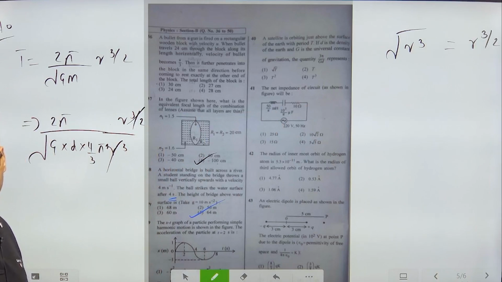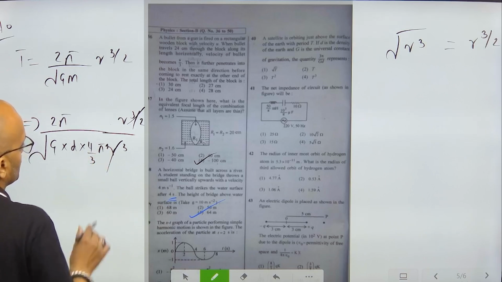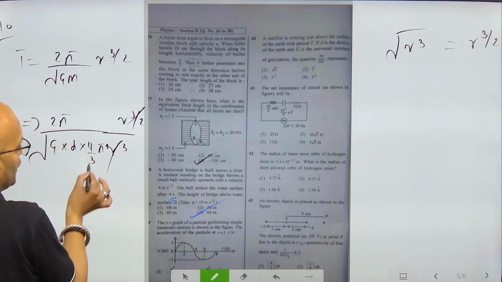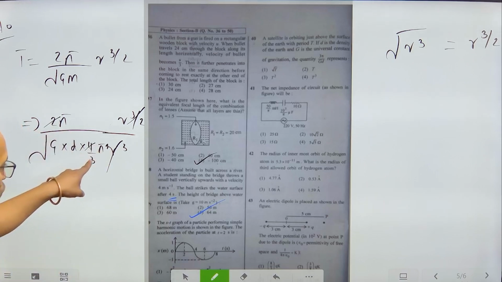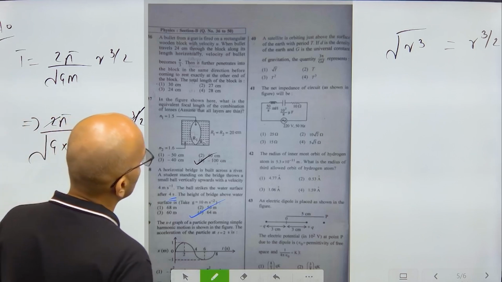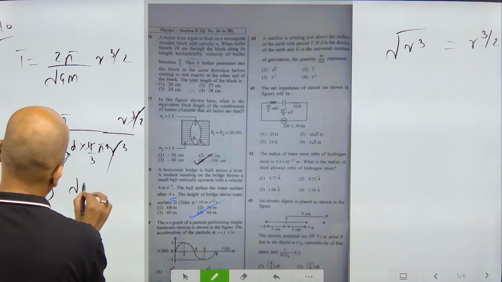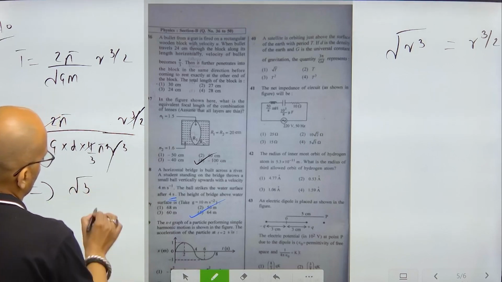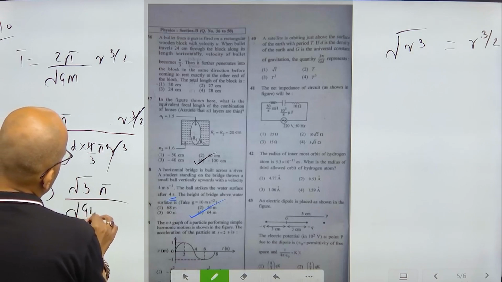Yes or no? It is gone. This is 4. When it will come out of under root, it will become 2. So 4 and 2 is gone. This is 4 upon 3, that is under root 3. When it will go to the numerator, it will become root 3, upon under root GD.